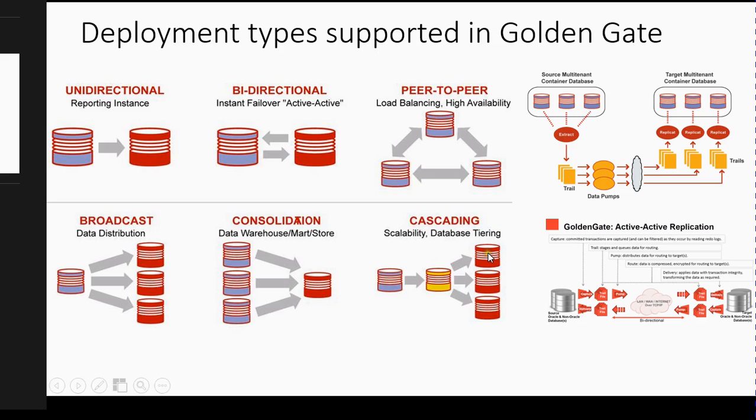And you also have a cascading deployment type, where the data is going to be scaled out to multiple database systems. So going from the source database to a target database, the target database is actually going to do the replication to other target systems. That's why earlier I said that you can have a single target system, or you can have multiple systems.